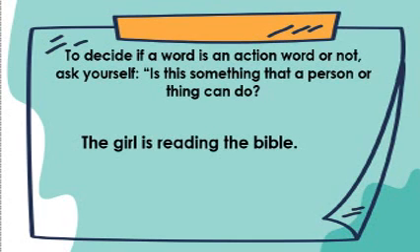I have here an example. First is, the girl is reading the Bible. Our subject here is the girl. For us to know the action word in this sentence, we have to identify first what the subject is. Again, the subject in here is the girl. After identifying the subject, ask what the girl is doing, or what the subject is doing. The answer to that question is the action word or the verb.